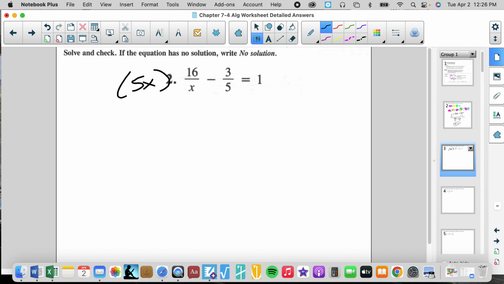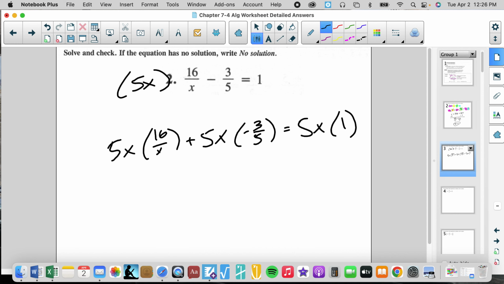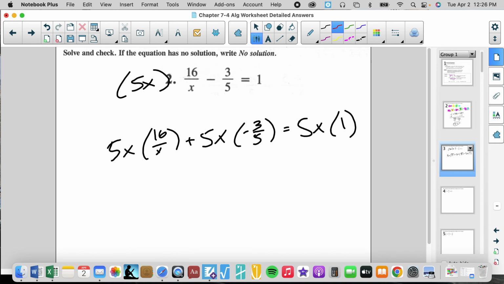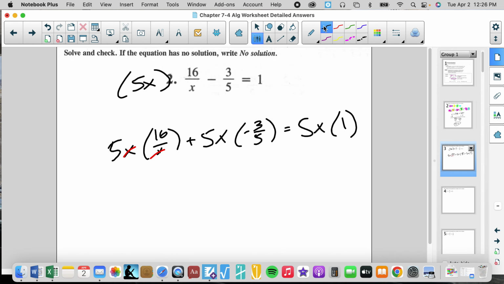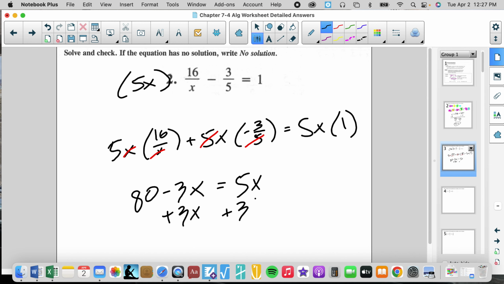Common multiple of x and 5 is 5x. So we'll do 5x times 16 over x plus 5x times negative 3/5 equals 5x times 1. Denominators cancel. We're left with 5 times 16, which is 80. This time the 5 cancels, and we're left with x and negative 3. So that's negative 3x equals 5x. We're going to add 3x to both sides.